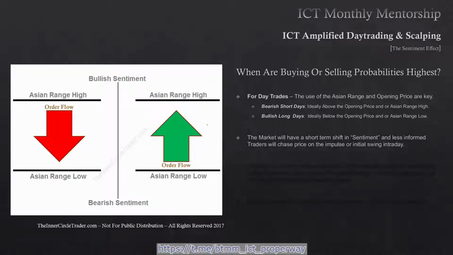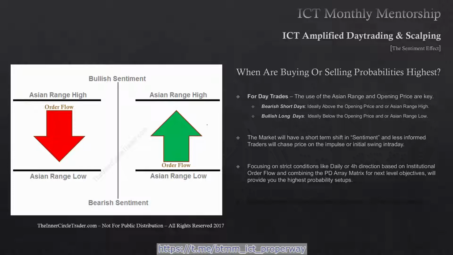Now the market will have a short-term shift in sentiment, and less informed traders will chase price on the impulse or the initial swing intraday. This is classically known from my teaching as the Judas swing, where the market goes into a projectionary state that's opposing the general direction of the close of that particular day.